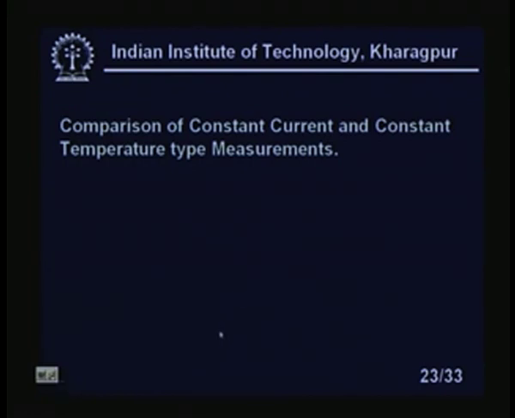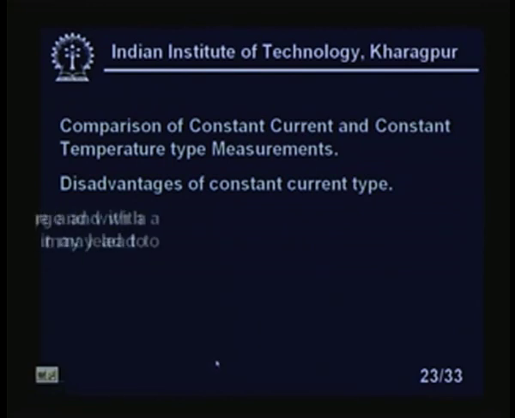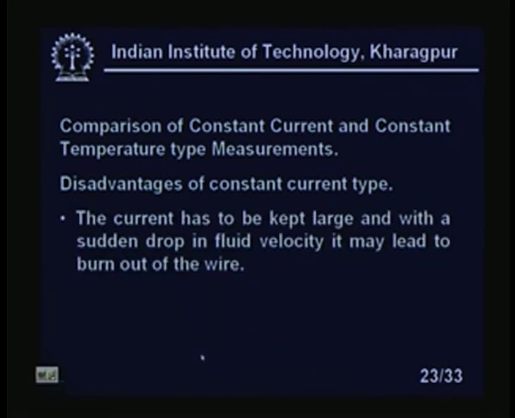Now, comparison of the constant current and constant temperature type measurements. Disadvantage of the constant current type: the current has to be kept large, and with a sudden drop in fluid velocity it may lead to the burnout of the wire. So this is a typical problem of the constant current type. That means the current has to be kept large, so usually it is large, and if there is a sudden fall in the fluid velocity, the temperature may rise, because some constant current must flow through it, so it will burn out the wire.